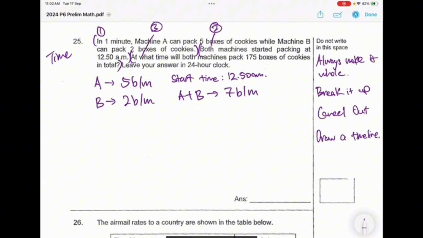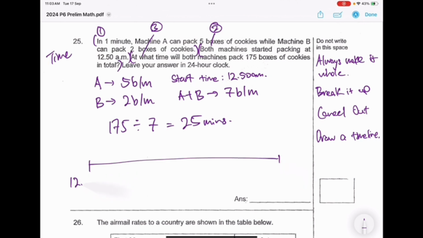Sentence number 3 asks us what time will both machines pack 175 boxes of cookies in total. Alright, they are looking for 175. How many minutes will it take for 2 machines to have 175? How am I going to find that? I'm going to use the concept of number of sets to find that out. So I have 175. What I want to do is to divide that by 7. Alright, and I'll get an answer of 25. It takes 25 minutes for both machine A and machine B to produce 175 boxes of cookies.